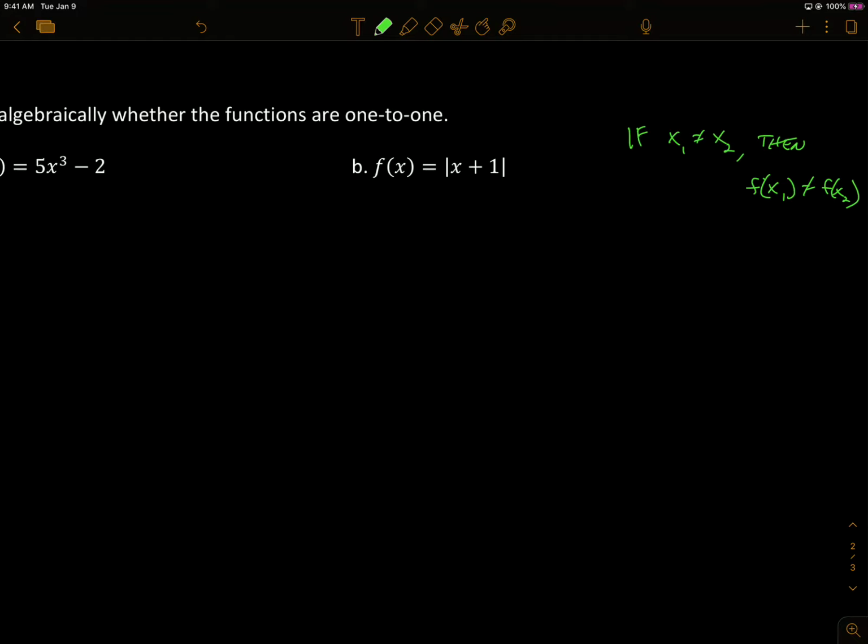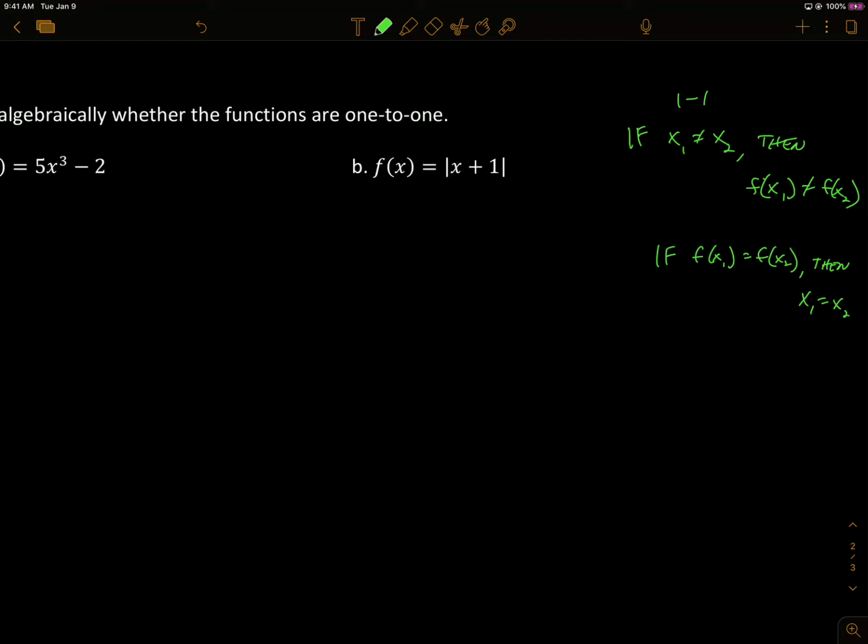So if you remember from geometry, if this statement is true for one-to-one, then the contrapositive would also be true. Contrapositive means you switch the hypothesis and the conclusion, and you also negate them. So if I negate this, it means f, the y values, will be equal, then the x's should be equal.